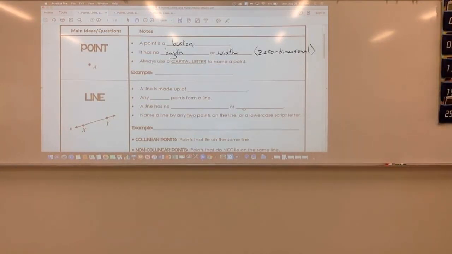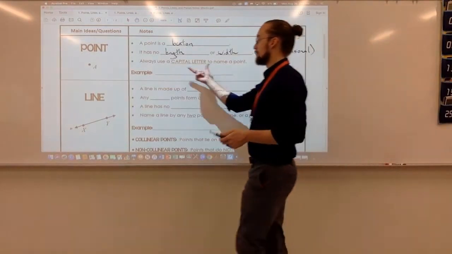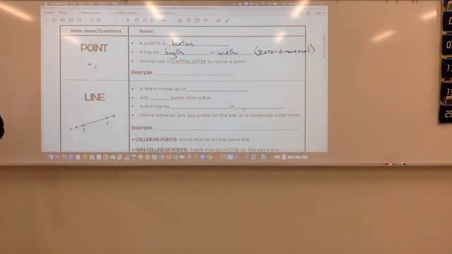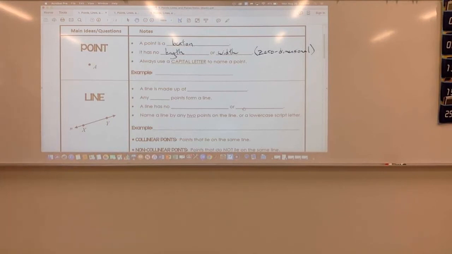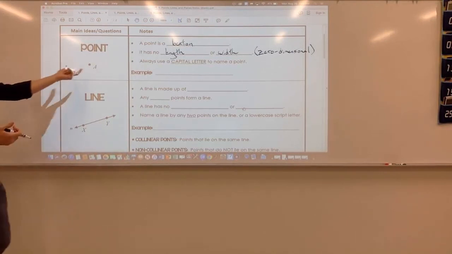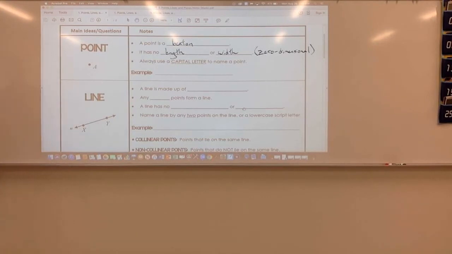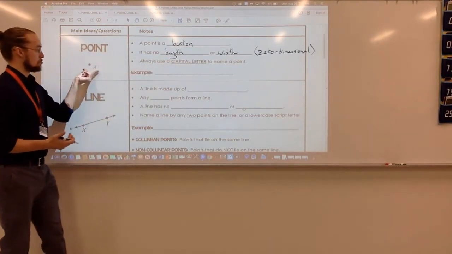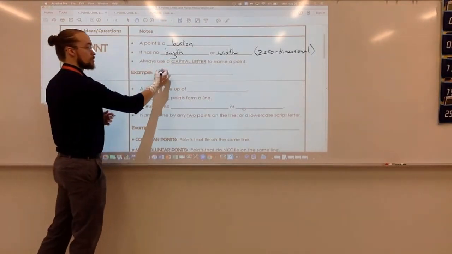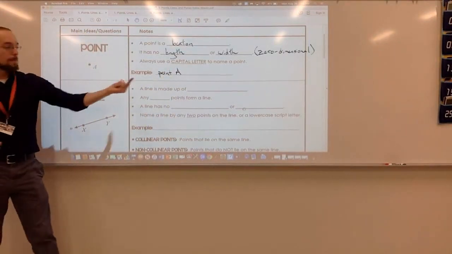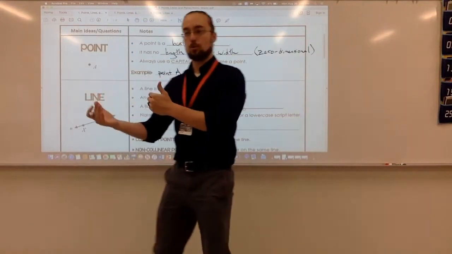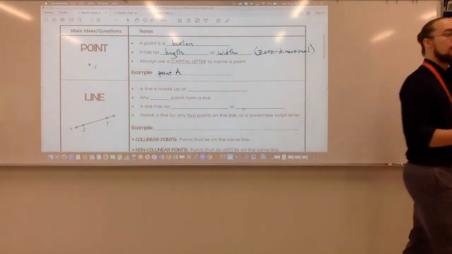Now, as far as notation, we always use a capital letter to name a point. We will use this for the rest of the year. Whenever we see a coordinate point, we use a capital letter. Sometimes there'll already be capital letters there. Sometimes we will have to put in our own capital letters. But to name a point, we always use a capital letter. So here's an example. We just call that point A. And a lot of the time, we don't even write the word point. We'll just say A.